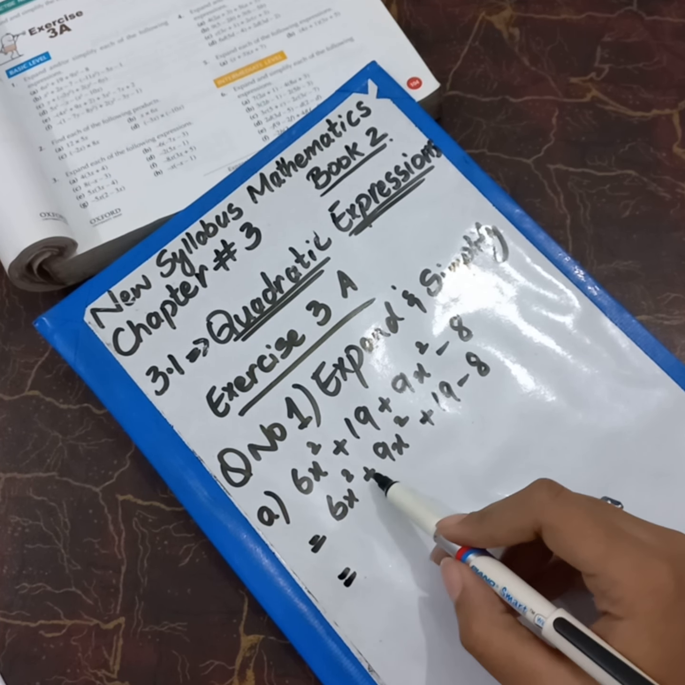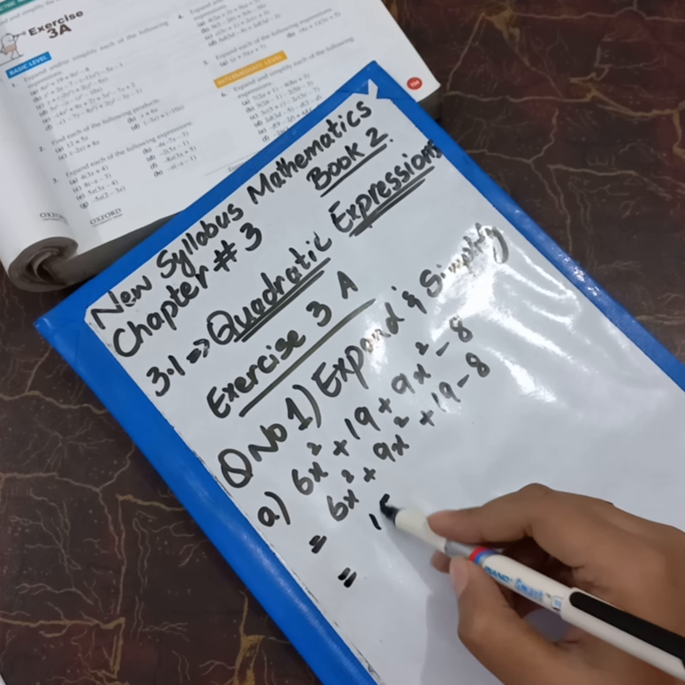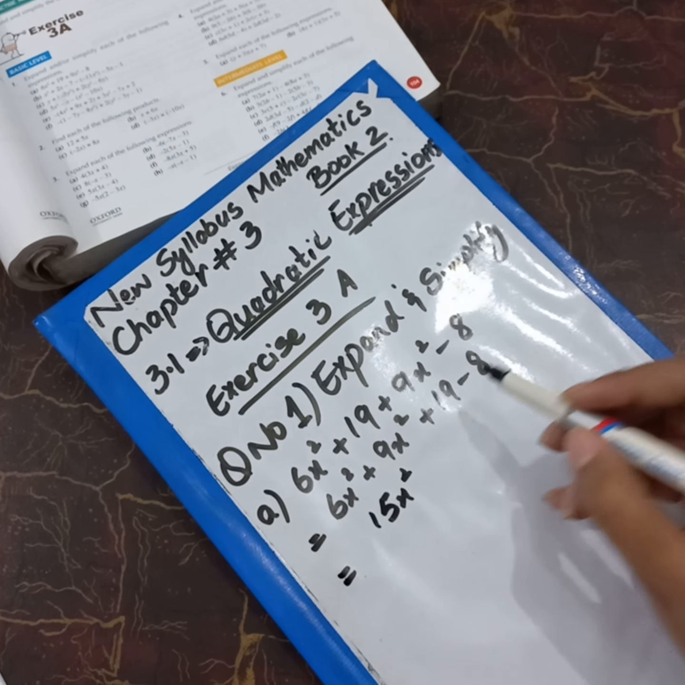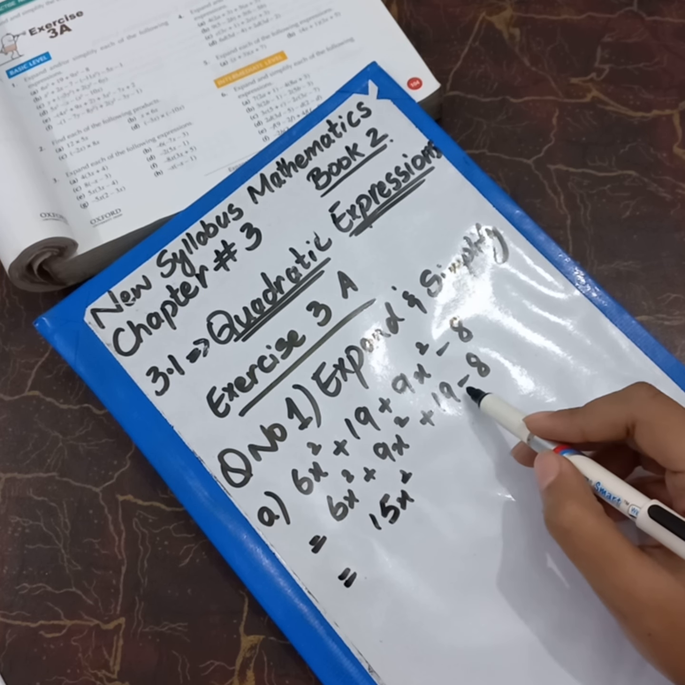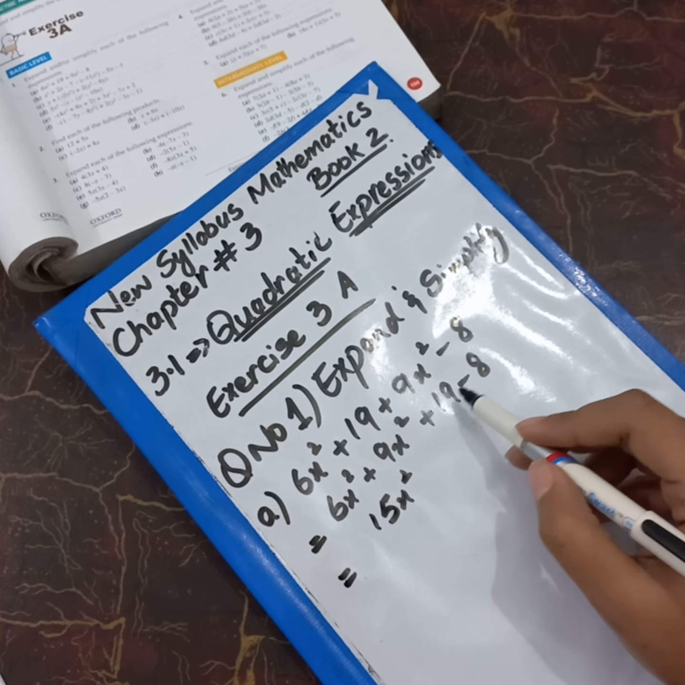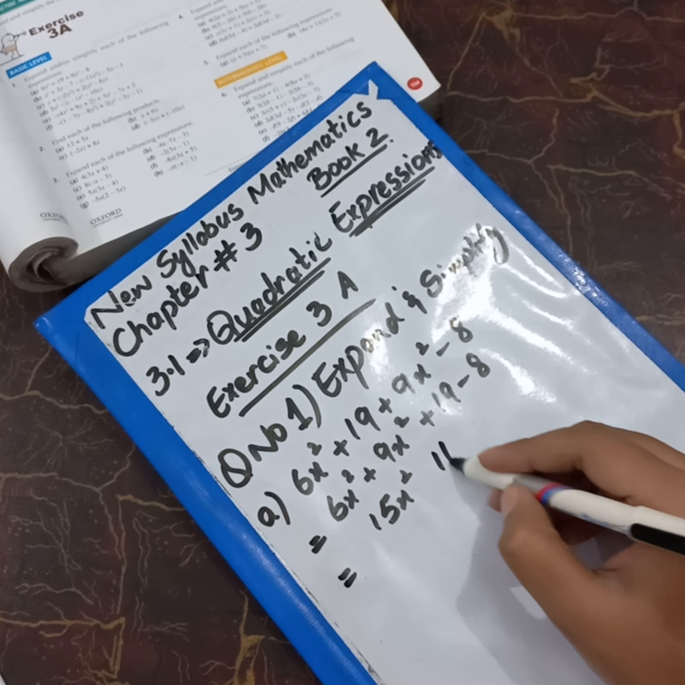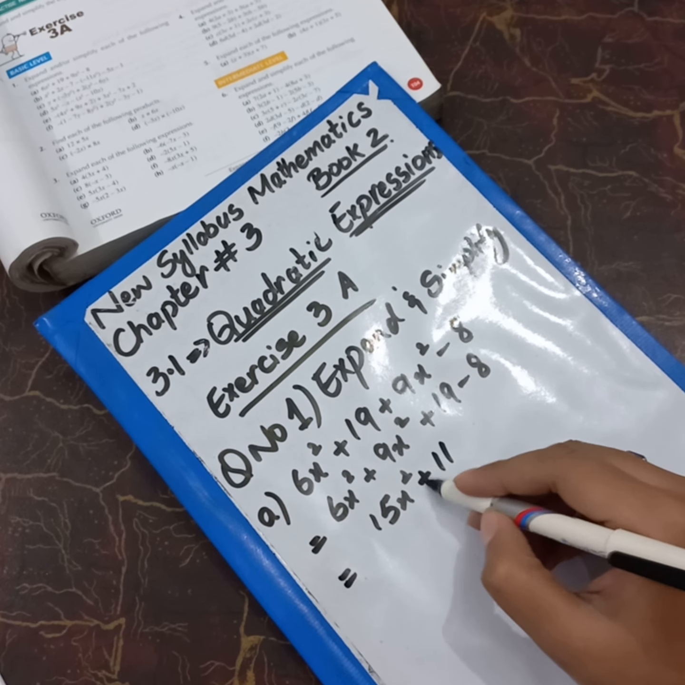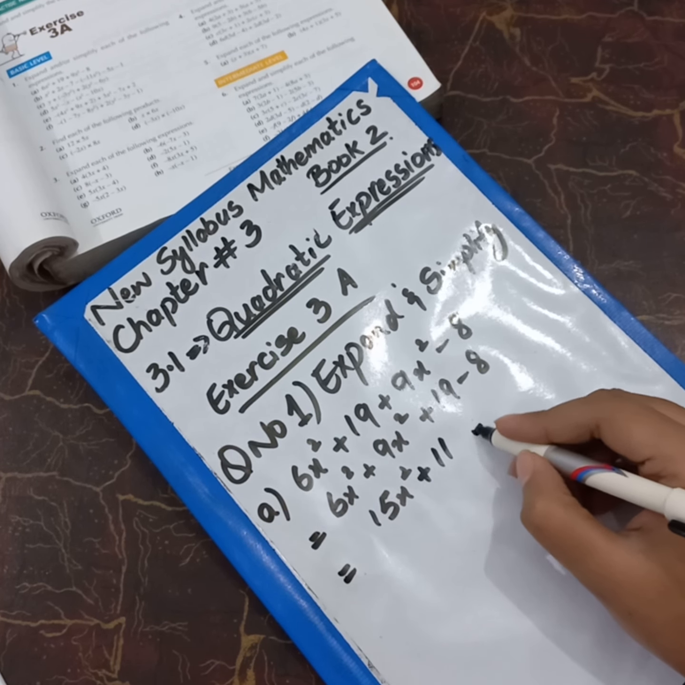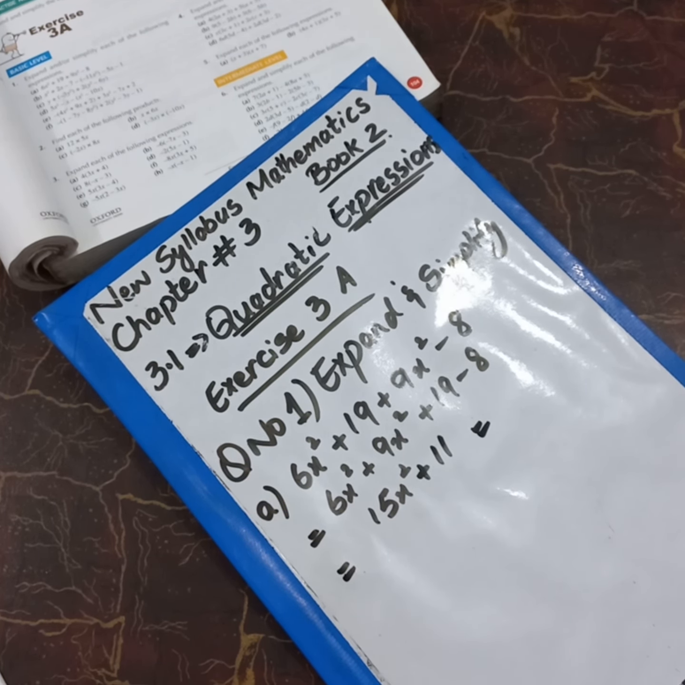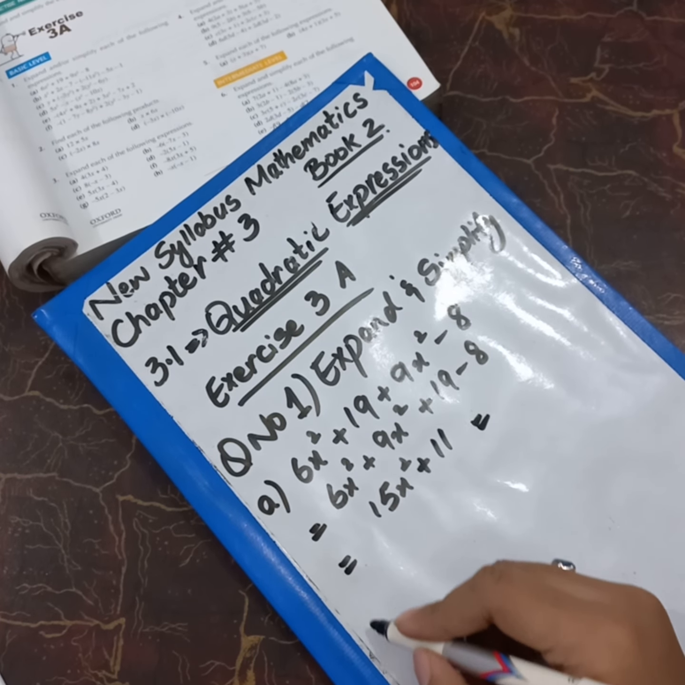6 plus 9. It is 15x square. Then following the rules of integers, plus minus minus. 19 minus 8 is 11, but the sign of greater value will be observed with the answer. This is the answer of A part. Now let's start the B part.